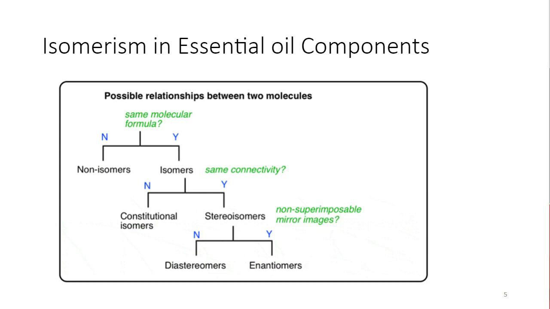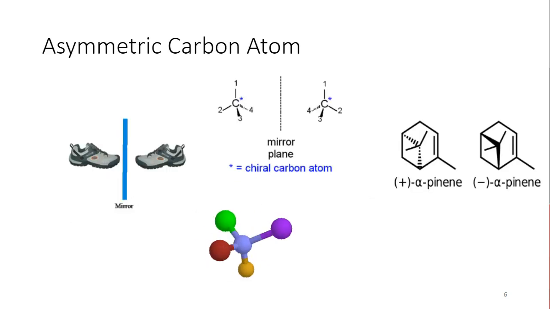Let's talk about chiral molecules or enantiomers. In organic chemistry, those molecules which have one or more asymmetric carbon atoms are called chiral molecules. If any carbon atom is connected with four different groups, it generates an asymmetric or chiral center. Enantiomers are non-superimposable mirror images, as shown with the shoes and the two hands. They look alike, but are not superimposable. There are several chiral molecules present in oils.